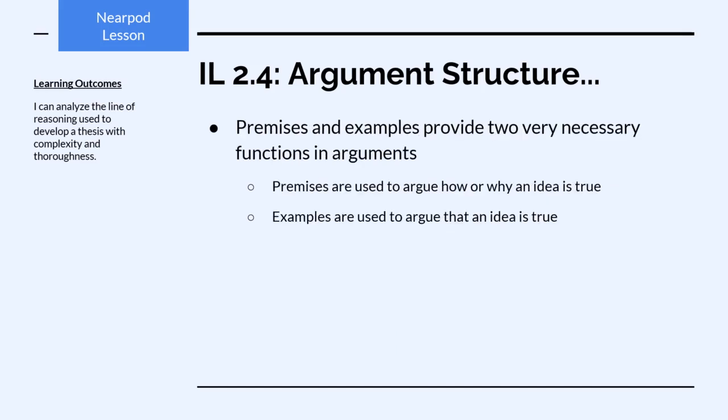Premises and examples provide two very necessary functions in arguments. Premises are used to argue how or why an idea is true, whereas examples are used to argue simply that an idea is true.